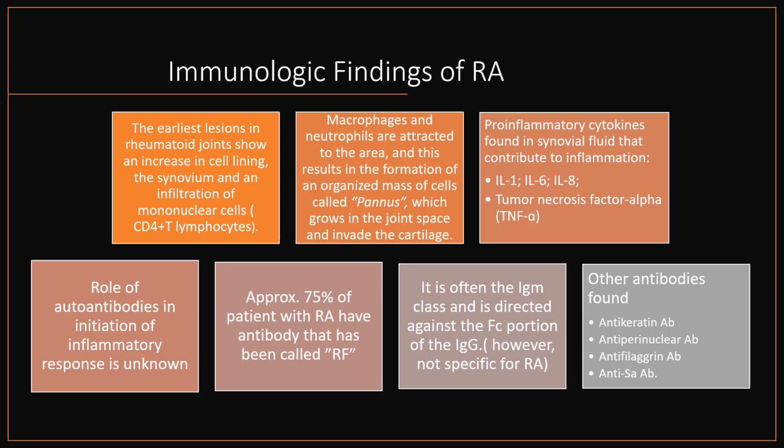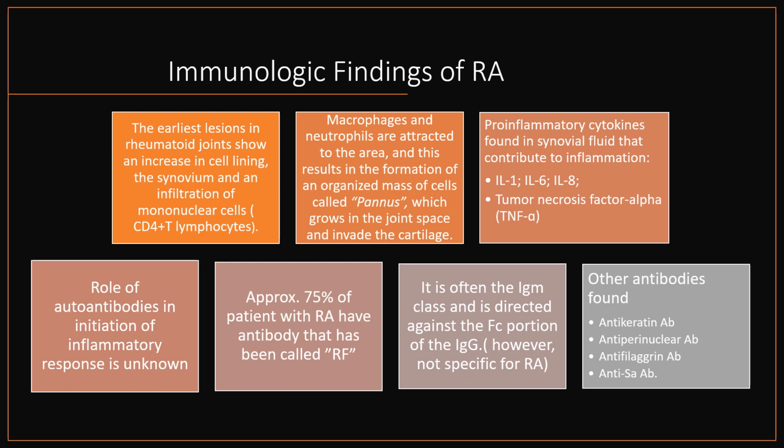For the immunologic findings of rheumatoid arthritis, the earliest lesion in rheumatoid joints shows an increase in cell lining of the synovium and an infiltration of mononuclear cells, mostly CD4 positive T cell lymphocytes. The CD8 positive T cells are scattered throughout, as are B cells and antibody producing plasma cells. Macrophages and neutrophils are attracted to the area, and this results in the formation of an organized mass of cells called a pannus, which grows into the joint space and invades the cartilage.